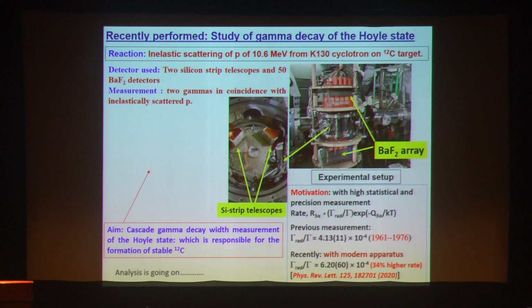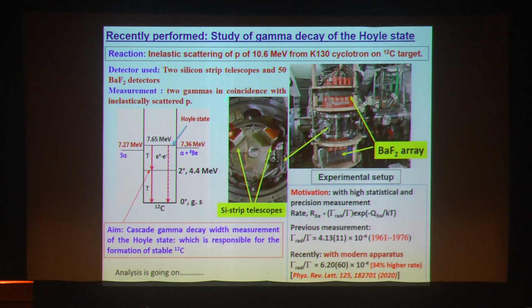Now, very recently we did another experiment, which we completed just in March, a study of gamma decay of the Hoyle state. You see, this gamma decay we have measured in coincidence with these 2 gammas in coincidence with elastically scattered proton. And the main motivation was that previous measurements showed that the width for the gamma radiation by total was 4.13 times 10 to the power minus 4.